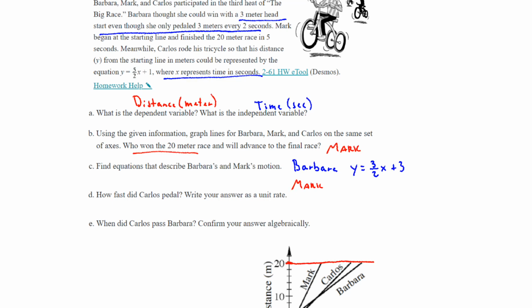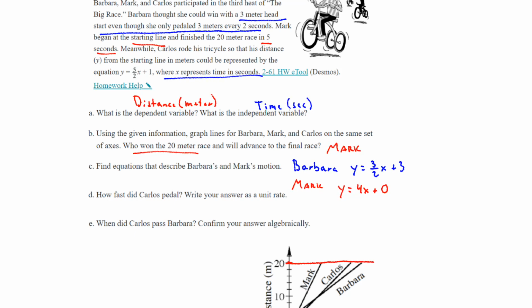Whereas Mark began at the starting line, so he didn't get any head start, but finished the 20-meter race in 5 seconds. So if he finished it in 5 seconds, how fast was Mark going? Well, 20 divided by 5 is 4 meters every second, so he would have finished in 5 seconds. So Mark's equation would have been y equals 4x. I'm going to put a plus 0 just to show you that he was starting at the starting line, so he didn't get a head start.